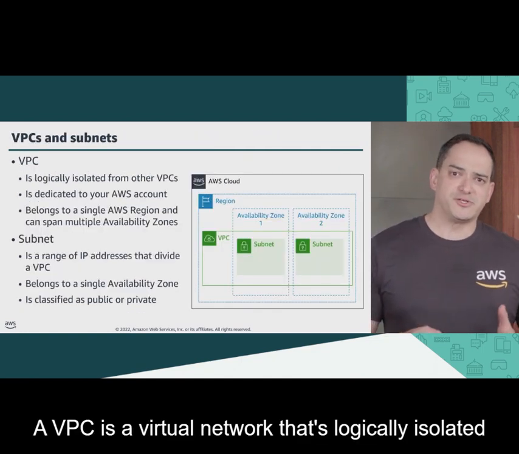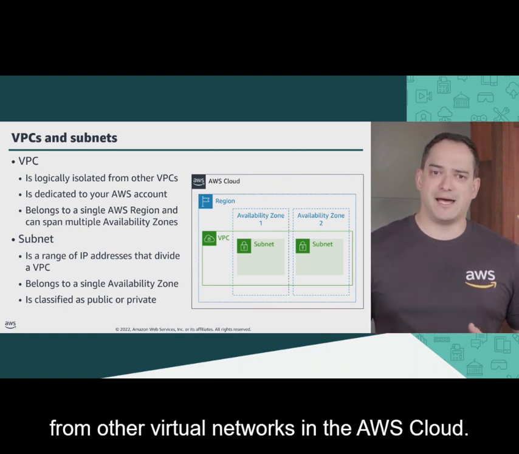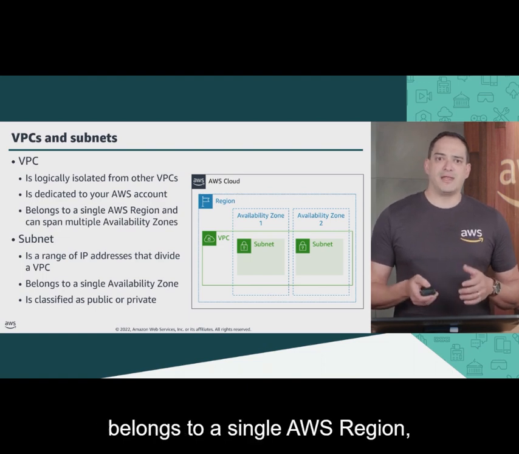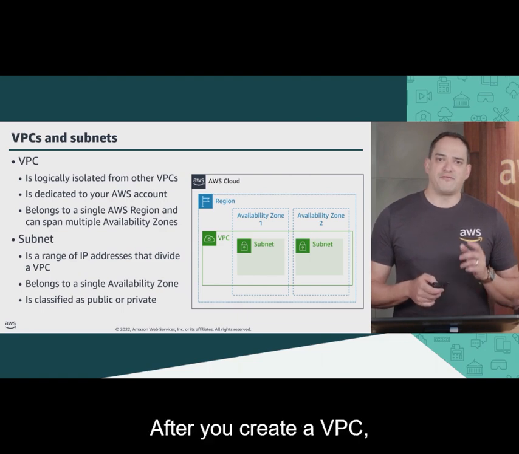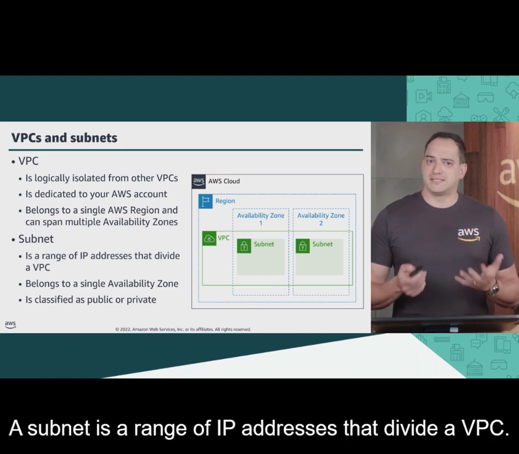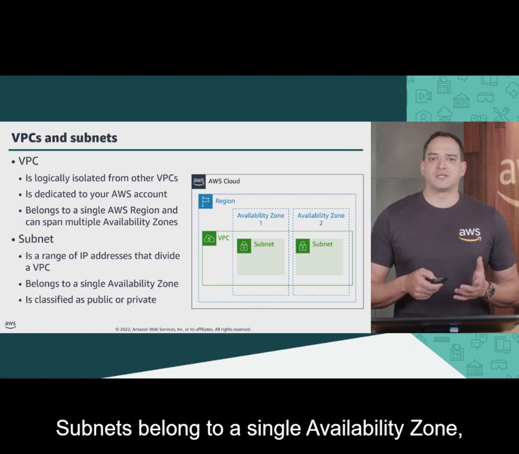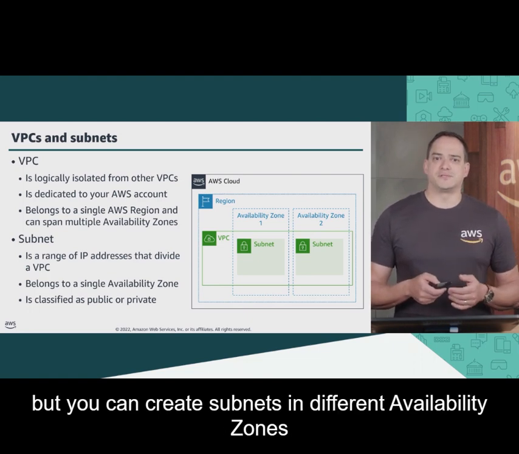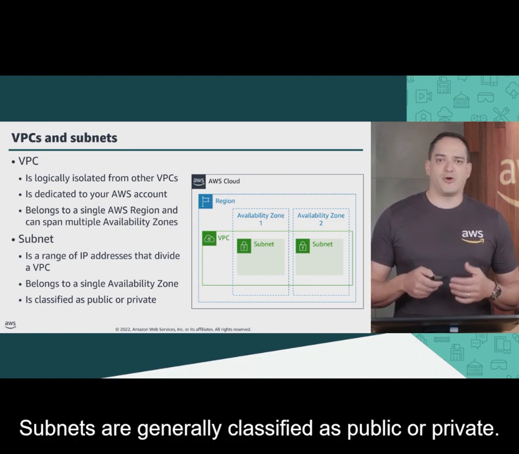A VPC is a virtual network that's logically isolated from other virtual networks in the AWS cloud. A VPC is dedicated to your account, belongs to a single AWS region, and can span multiple availability zones. After you create a VPC, you can divide it into one or more subnets. A subnet is a range of IP addresses that divide a VPC. Subnets belong to a single availability zone, but you can create subnets in different availability zones for high availability. Subnets are generally classified as public or private.